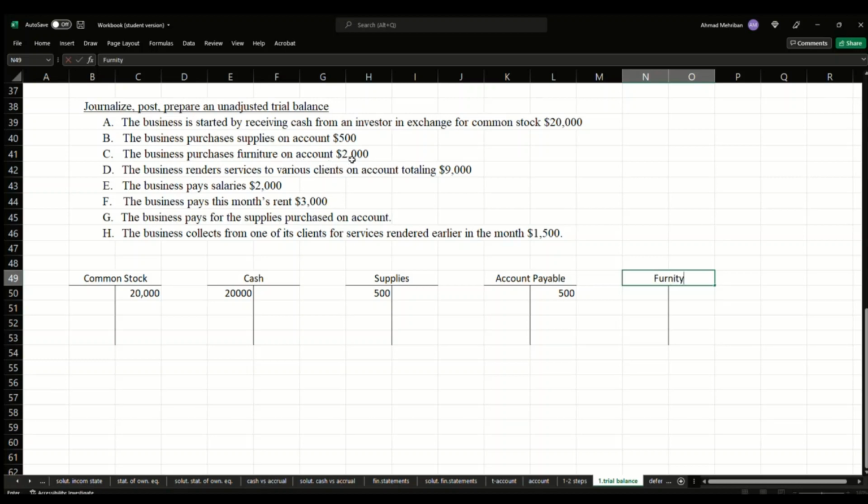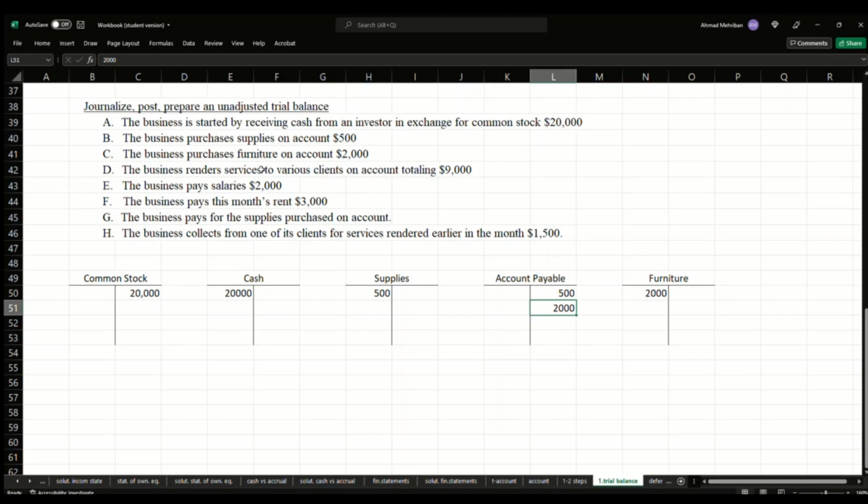Furniture also on account. 2,000 they bought. Don't confuse it. Supplies and furniture are not the same. So create a separate account for each of those. Furniture separate, supplies separate. So they bought furniture for 2,000, but on account, so we also added to our debt in the accounts payable on the credit side.